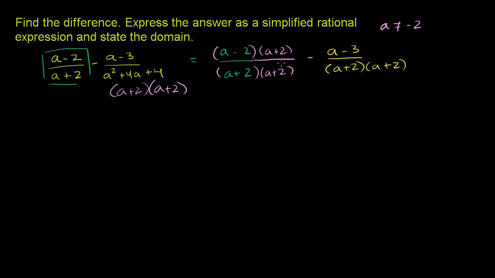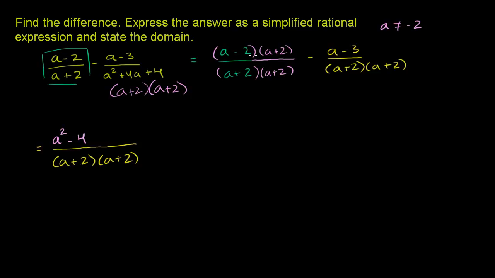And now, let's set this up like this. Before we add the numerators, it'll probably be a good idea to multiply this out right there. But let me write the denominator. We know what that is. It is a plus 2 times a plus 2. Now this numerator, if we have a minus 2 times a plus 2, we've seen that pattern before. We can multiply it out if you like, but we've seen it enough, hopefully, to recognize that this is going to be a squared minus 2 squared, or a squared minus 4.